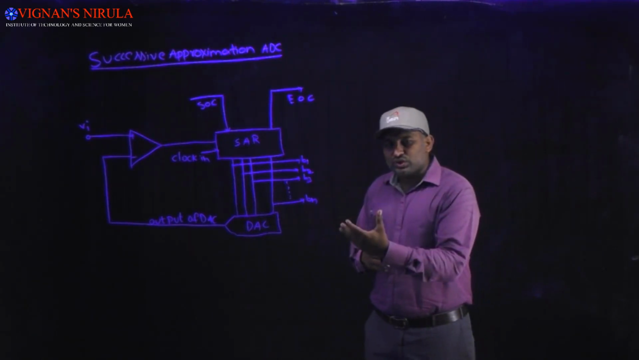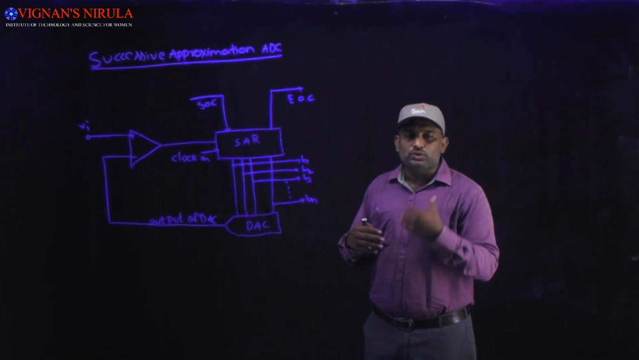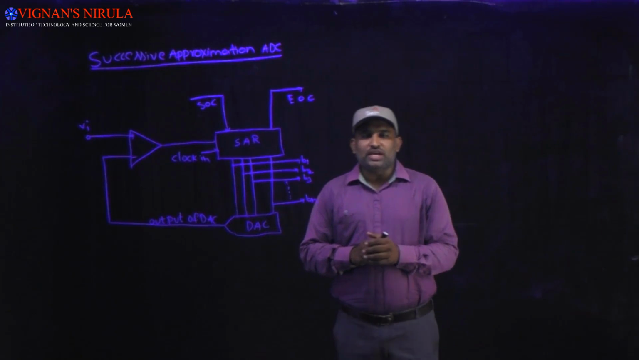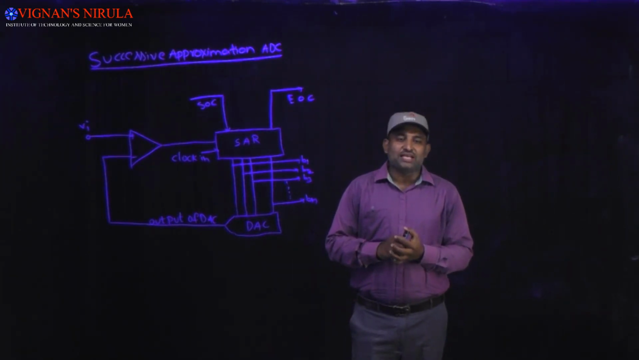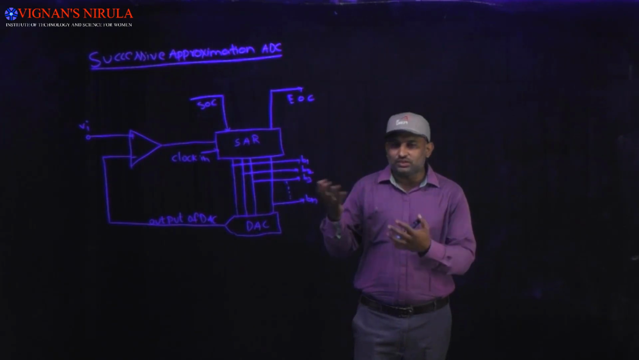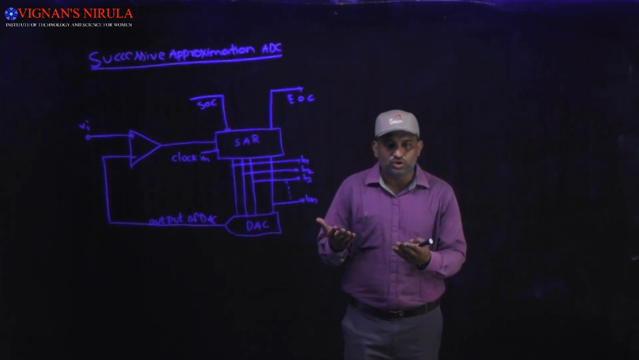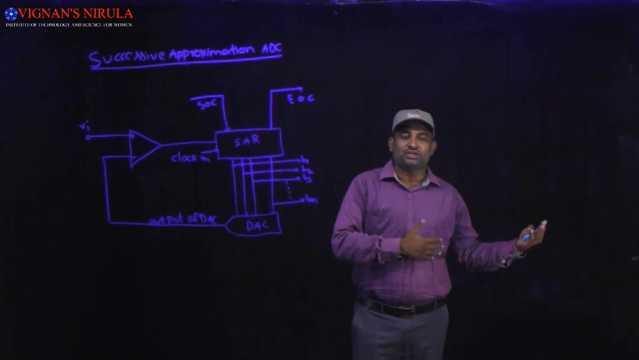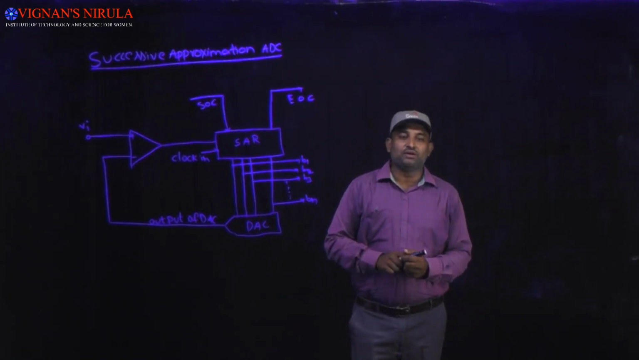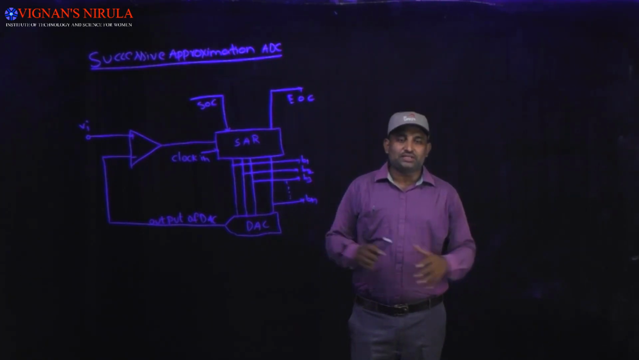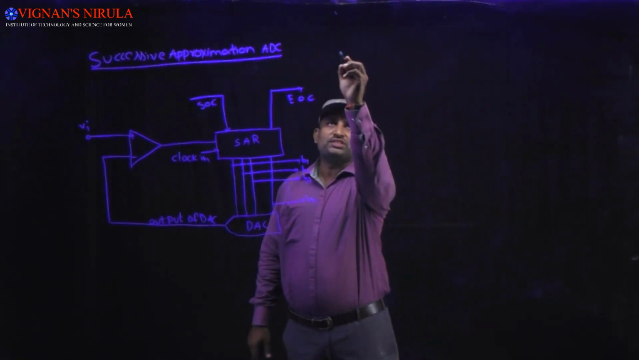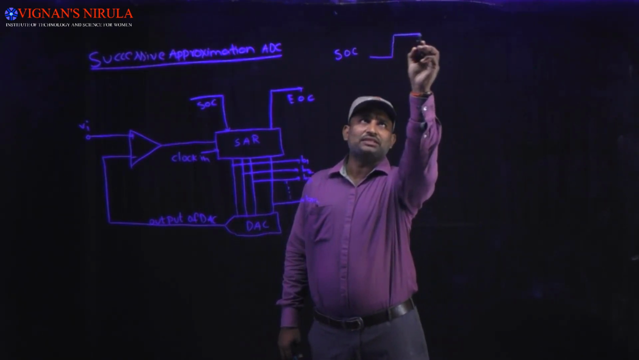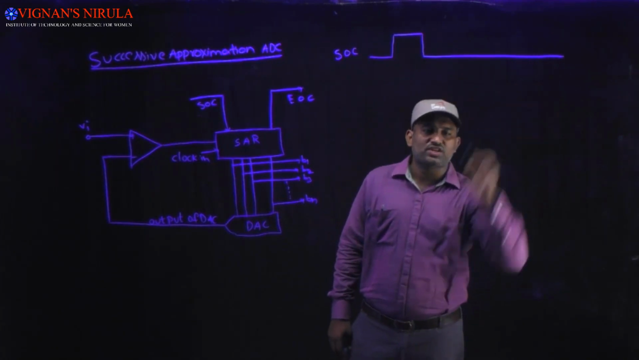For the explanation of this ADC technique, I am going to explain with the help of an example. Initially, we are going to take the SOC signal as well as the EOC signal. We consider those two signals because the SOC signal represents the starting of the operation and the EOC signal represents the ending of the operation. First, I am going to represent the waveforms. First I am going to take the start of conversion. Whenever it is activated, that indicates the conversion has started.